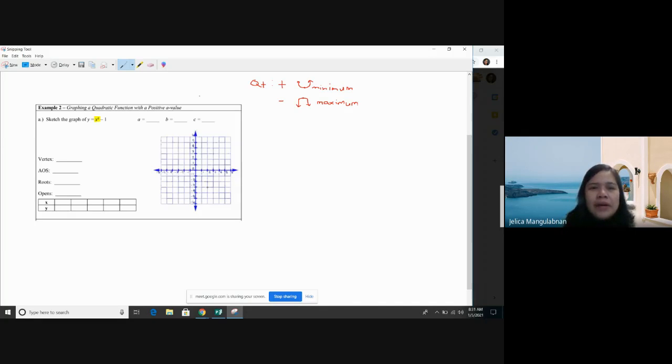Okay, so now we're going to identify the A, B, and C. Please type your response on the chat box. Can you give me the numerical coefficient for the quadratic term? What is the A? Since we have x squared in here, what is the A? I will give you 1 minute to type your answer on the chat box. I can now see answers. Good job. 1 minute starts now.